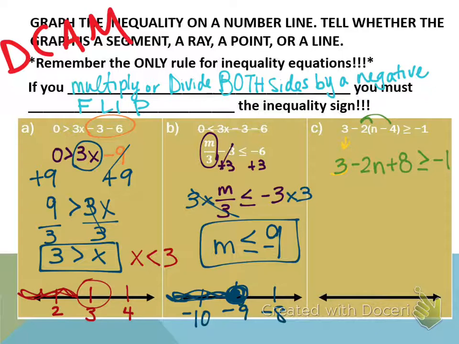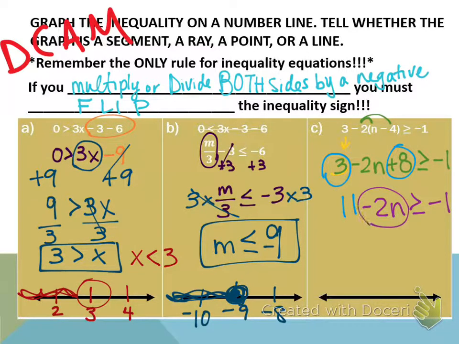So we have distributed. Can we combine any like terms? Yes. We have 3 and positive 8. So 3 plus 8 is? I'm going to write it first. I don't care what order you write it in. You could put 11 minus 2n, or you could put minus 2n plus 11. It does not matter to me. I had someone ask earlier.